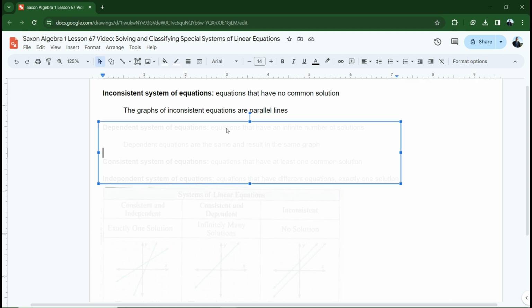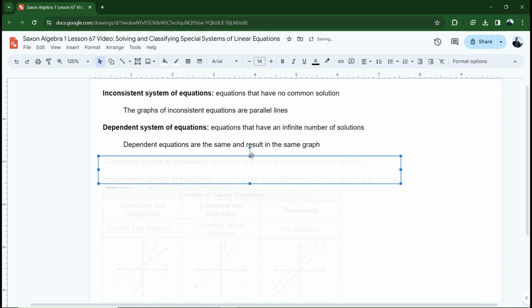A dependent system is another one of our special systems. A dependent system of equations has an infinite number of solutions, and the reason is because the equations are actually the same equation. This would be like x plus y equals 2, 2x plus 2y equals 4. How did I get those? Well, I just multiplied the first one times 2. And if I reduce it by dividing everything in the second equation by 2, I go back to the first equation. We're going to see what that looks like in some practice problems later.